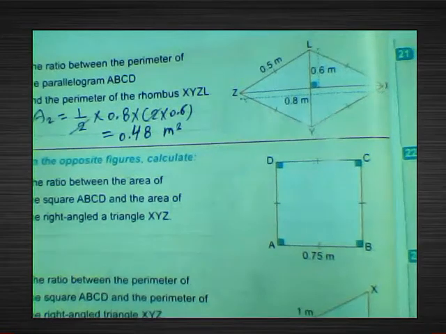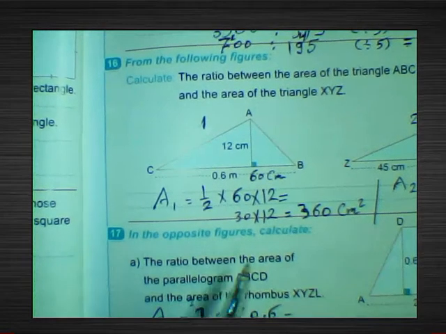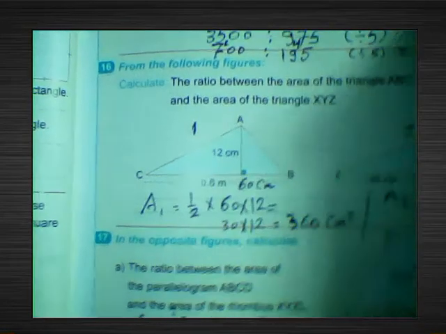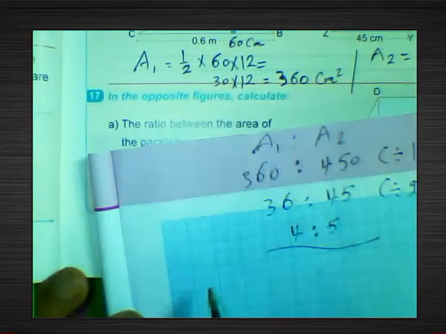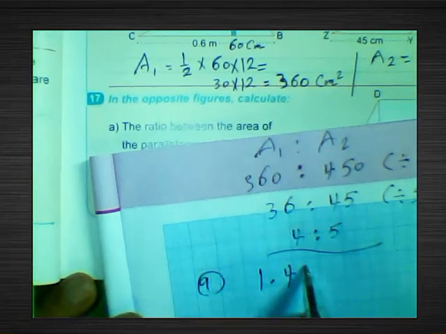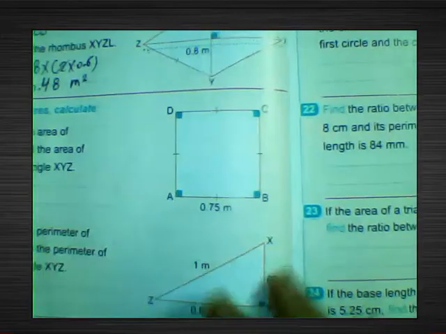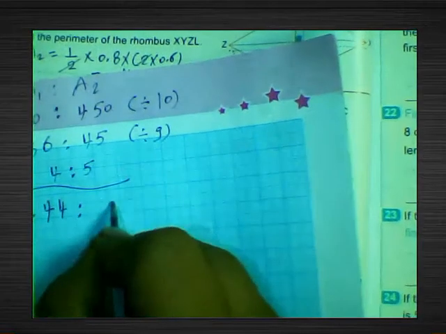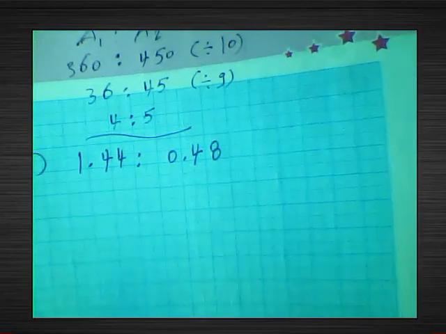the ratio between area 1 and area 2. He asked me about that here. Do you remember this question? We solve this question. Find the ratio between the area of the parallelogram and the rhombus. We found the area of the parallelogram, 1.44. We will write here the letter A, write 1.44 to the right here, 0.48, and solve by the same step.